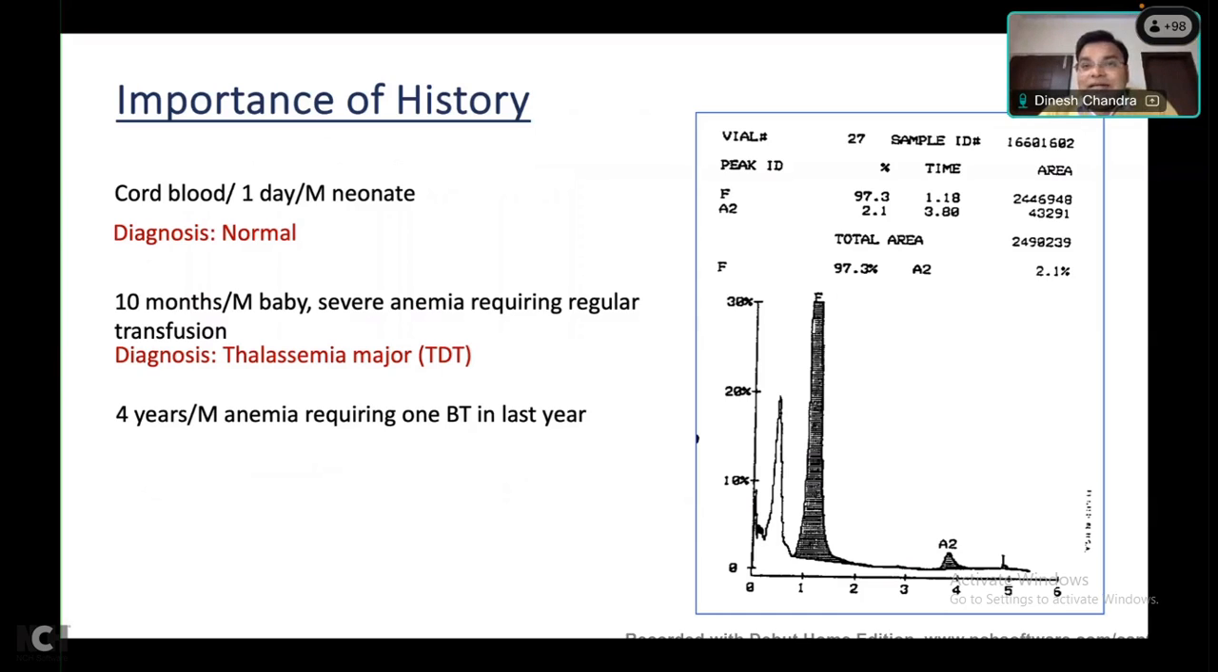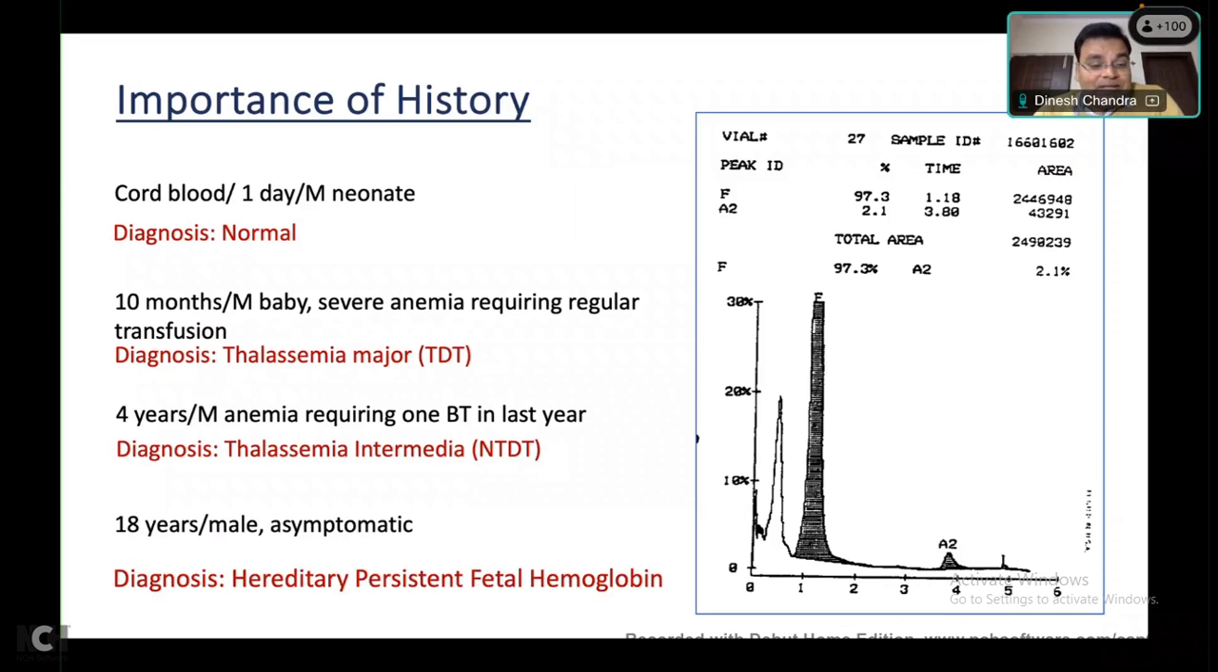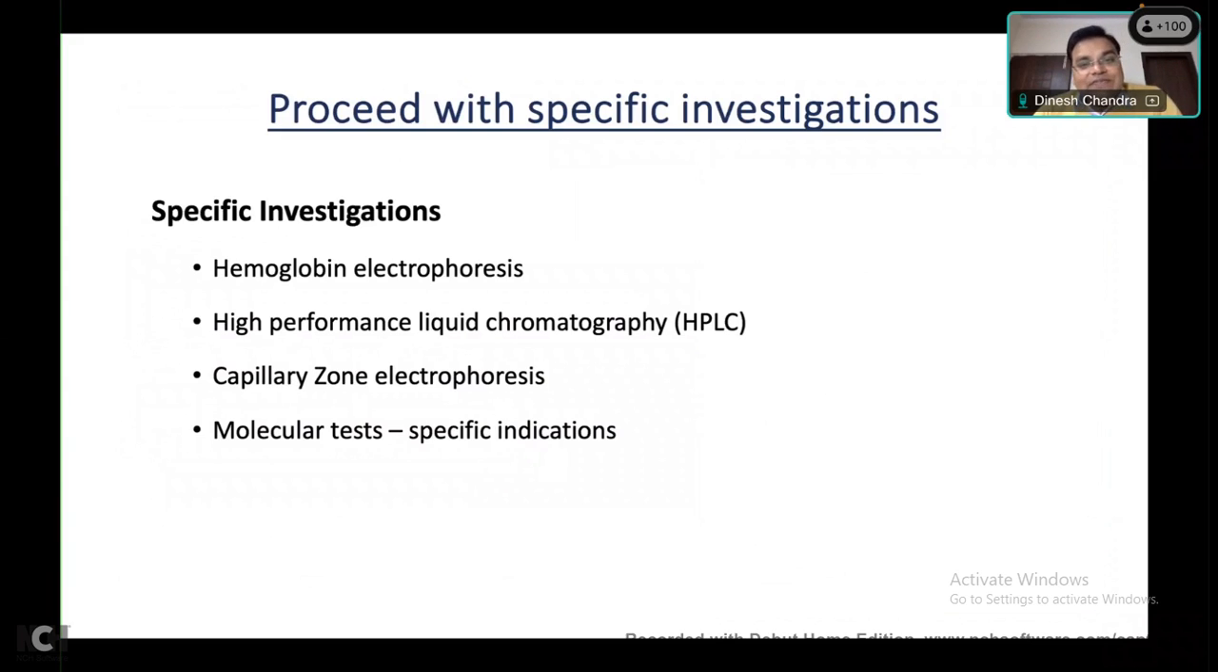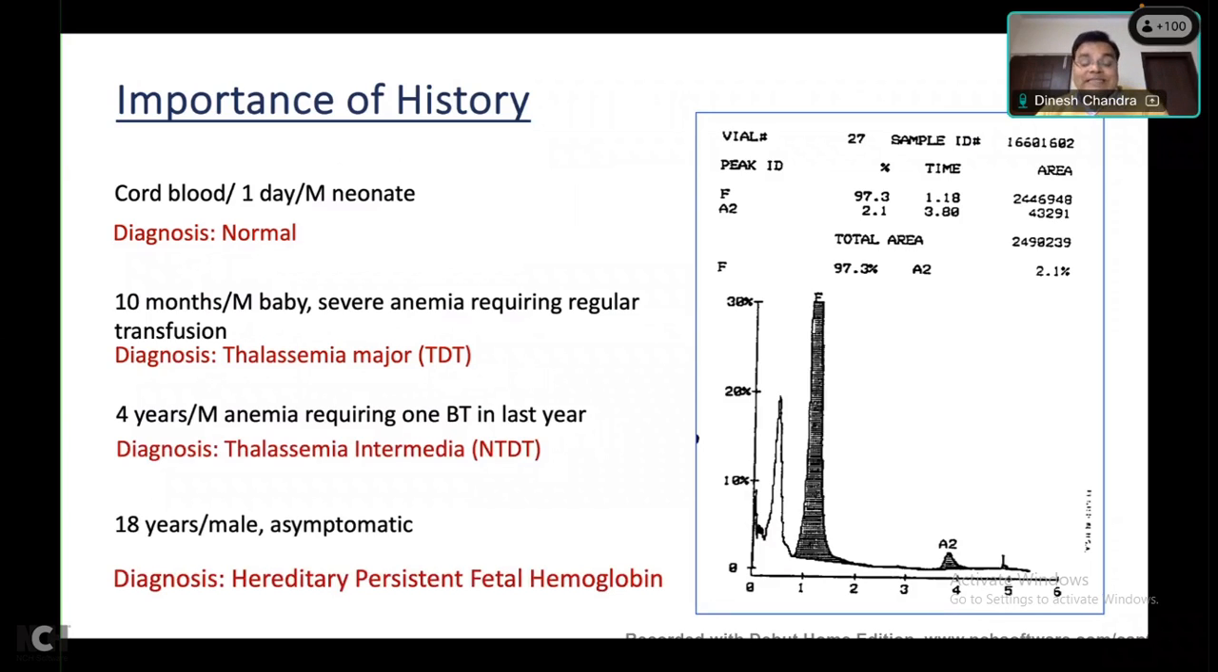Usually, unless they are deletional type, they are not requiring any transfusion. They are absolutely normal persons, even though they have more hemoglobin. Okay. So the diagnosis is thalassemia intermedia, which is a syndrome where a lot of different types of hemoglobin variants come under. And if I say it is an 18-year-old male who is totally asymptomatic, then it is definitely homozygous hereditary persistence of fetal hemoglobin. So what are the different modalities to estimate these hemoglobin variants?